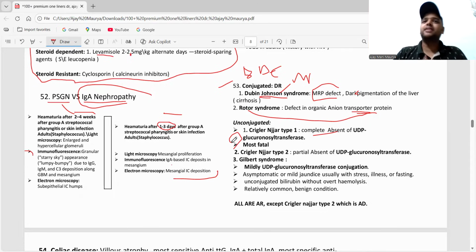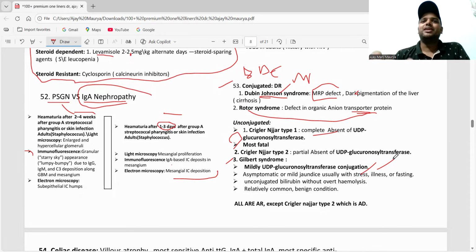Coming to Crigler-Najjar type 2, it is a partial absence of the UDP glucuronyl transferase. Next one, Gilbert syndrome. There is a very, very mild absence. You will see the symptoms of Gilbert syndrome whenever the patient is feeling stress, illness, or fasting. You will see hyperbilirubinemia, but only in mild conditions.